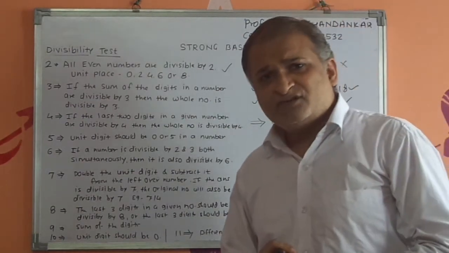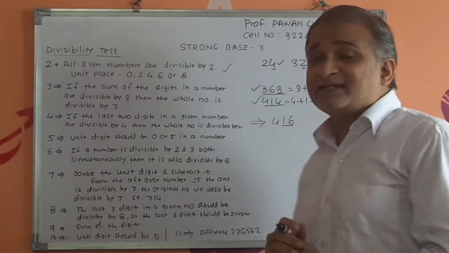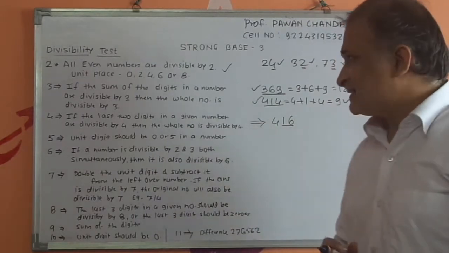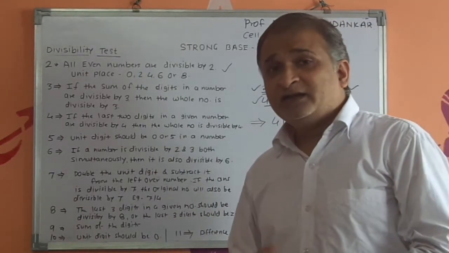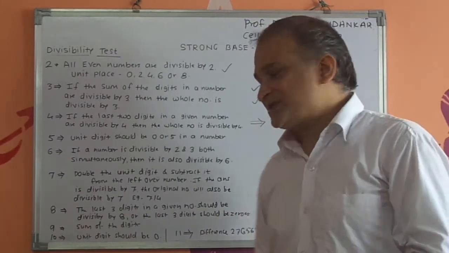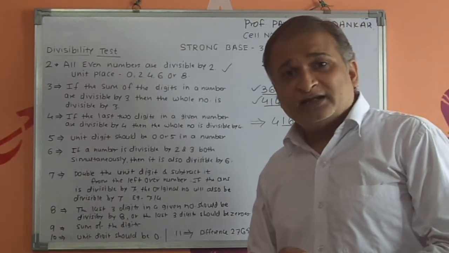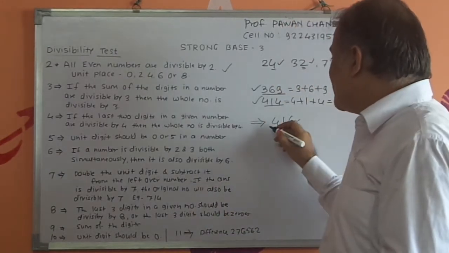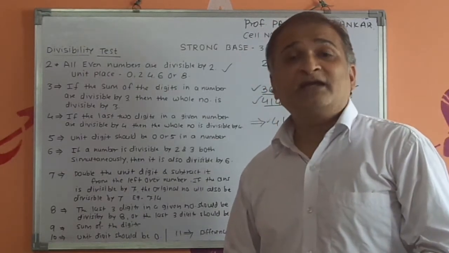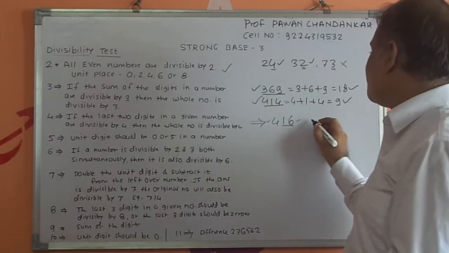Is this number divisible by 4? Look at the tens and units digits, that is, the last 2 digits. The last 2 digits are 1 and 6. So we have to think in this manner: is the number 16 divisible by 4? Yes, the number 16 is divisible by 4. That's why the whole number, the original number 416, will be divisible by 4. Yes or no?